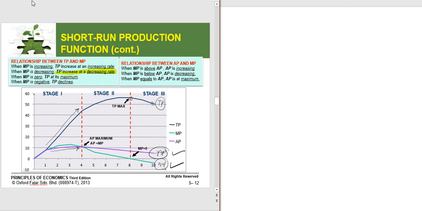When marginal product is below average product, which is at the second stage here, your green curve here is below your purple curve. So what happens to your average product? Your average product is decreasing. And when marginal product equals average product, here your average production is at maximum, meaning your purple curve here has reached its peak. Okay, dia punya peak kat sini, puncak dia. Okay, your average product is at maximum.